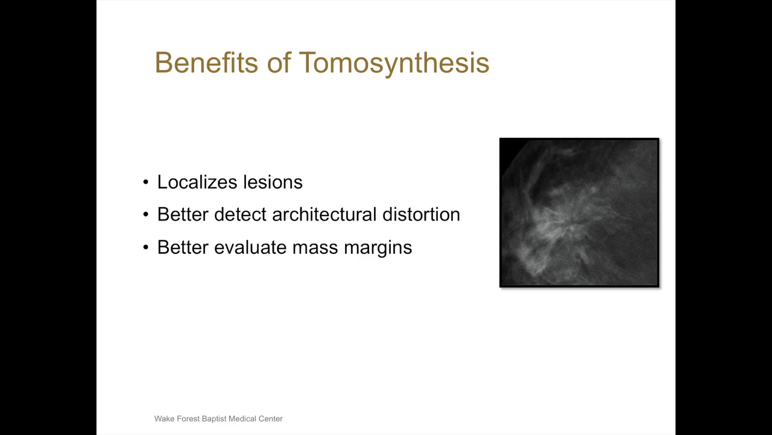Also, 3D tomosynthesis helps us better evaluate the margins of a mass, so we know what our suspicion might be. Is it nice and circumscribed, or is it spiculated? And this can also help us not need as many mammographic images when a patient comes back as a recall.